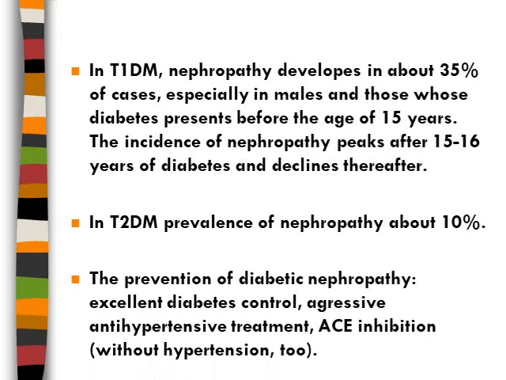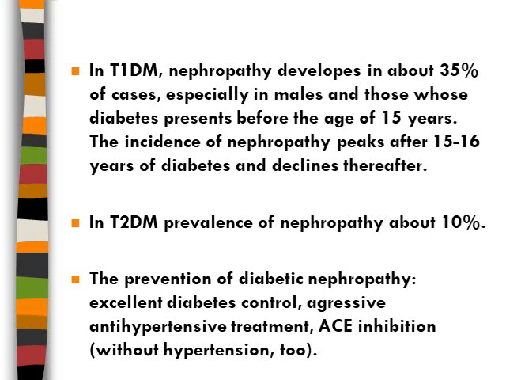When we talk about the treatment or prevention of diabetic nephropathy, there are certain very important factors. Amongst those, excellent diabetic control, aggressive antihypertensive treatment, and use of ACE inhibitors are very important. The preferred antihypertensive agents in patients with diabetes are ACE inhibitors, because they are associated with a decrease in chances of nephropathy.